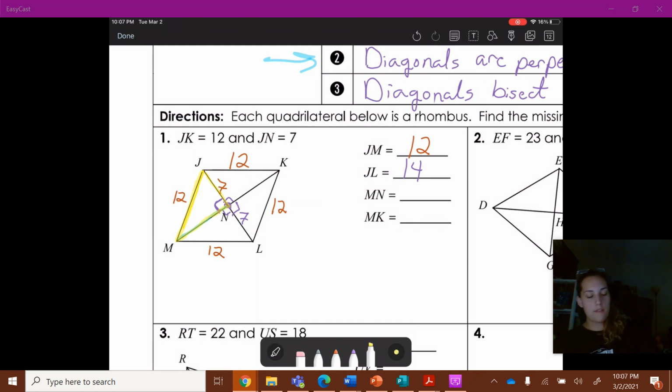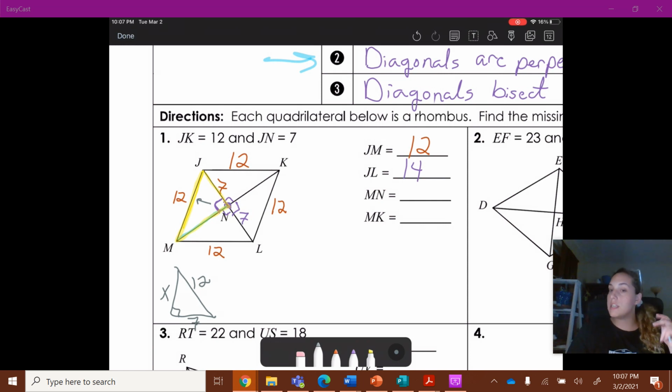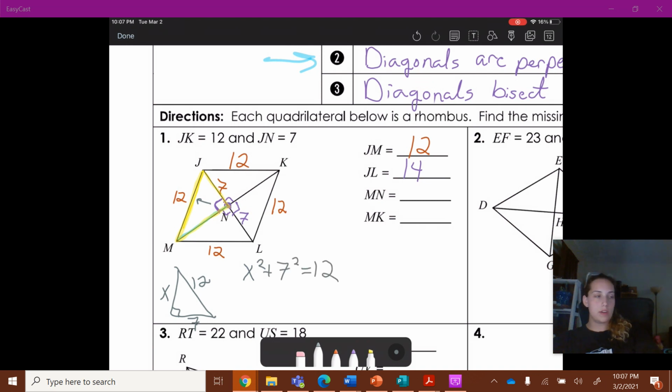If I draw this triangle out here, I'll have one side that is 7, and I know the hypotenuse is 12 because it's opposite the right angle. They're asking to find this missing side. If we know we have right angles, we should be able to see those right triangles and solve using the Pythagorean theorem. We should get something like x squared plus 7 squared equals 12 squared, and solve for x. At this point, you should be able to solve the Pythagorean theorem. So I'm just going to go ahead and tell you x is 9.7.